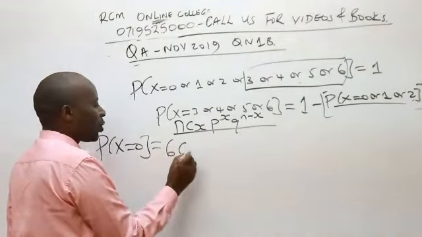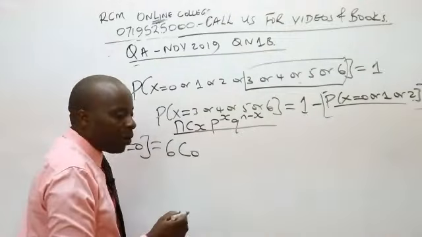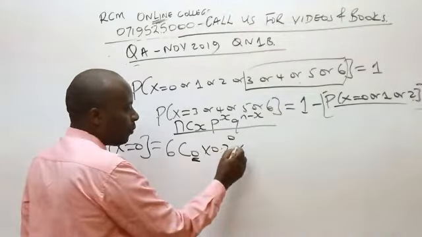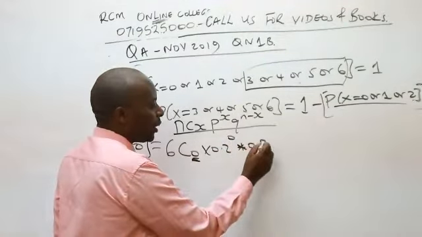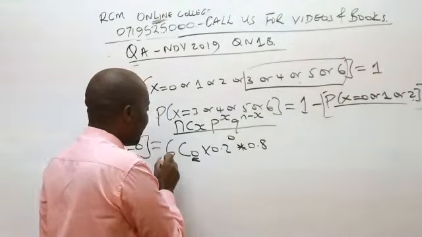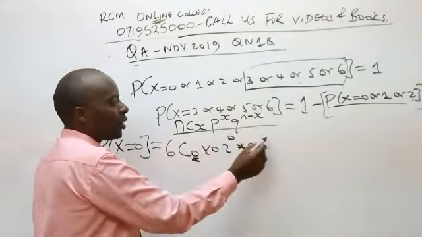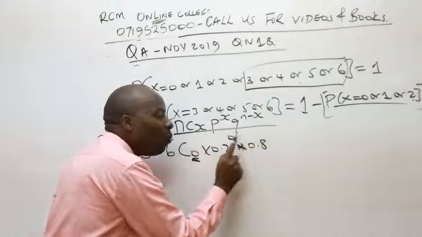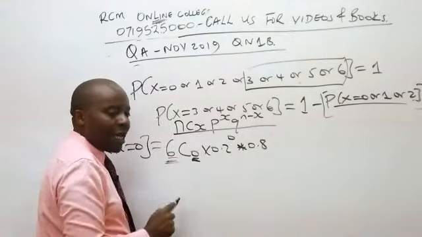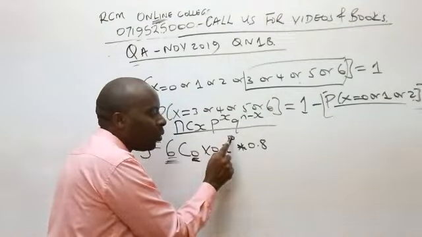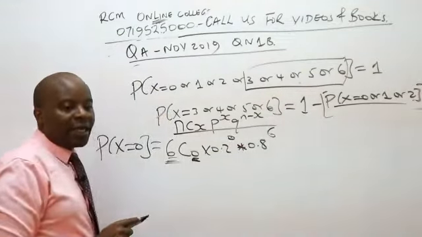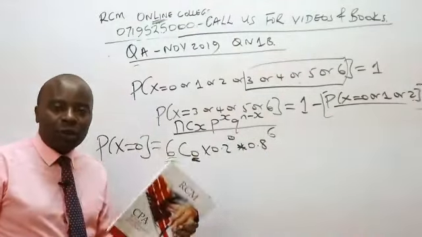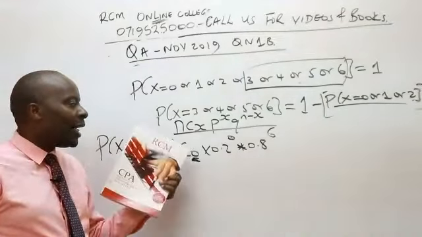So 6 combinations 0. P, I hope you remember our P was 0.2. So 0.2 raised to this X, which is 0, times Q is 0.8. 0.8 raised to n minus X, so it is 6 minus our X here. Remember that these two powers must always add up to n. So once you give me one of the powers, then the other power I'll easily get there as a balancing figure.